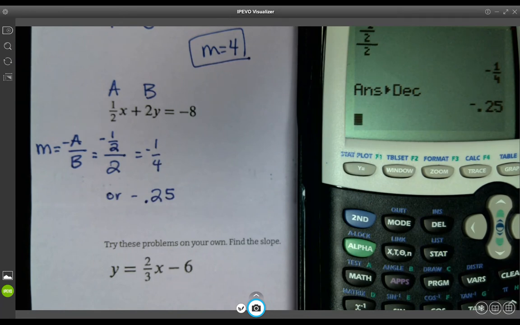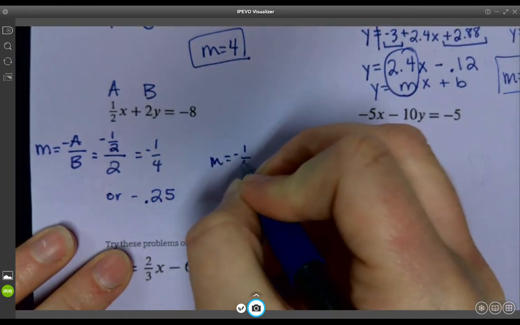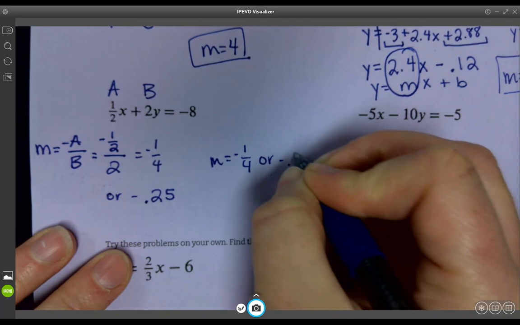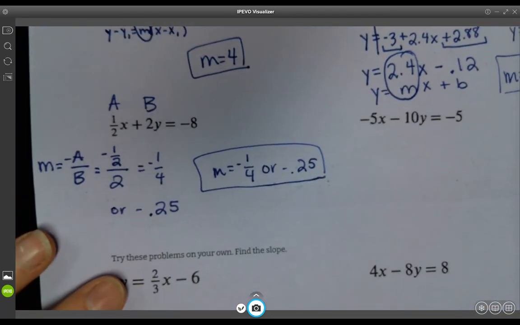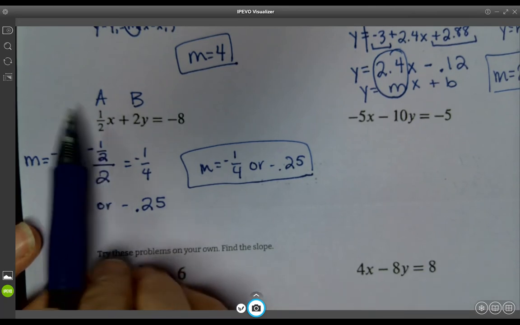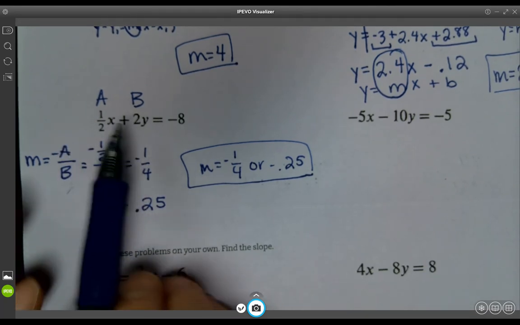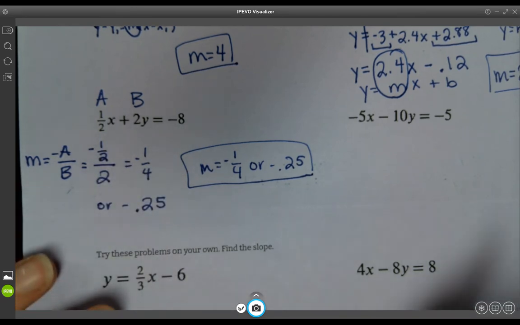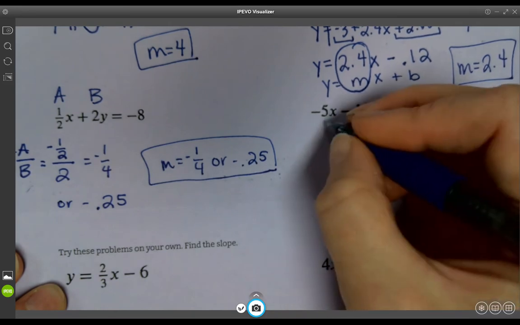When it comes out to repeating, that usually means you did something wrong, because they don't usually let you put those in the test like that. All right, so this would just be -1/4 or -0.25. You can write it either way. If you don't know the negative a over b, or you don't want to do negative a over b, you can solve it for y. You would still get the same thing. But I'm not going to do that. Let's look at the next one.